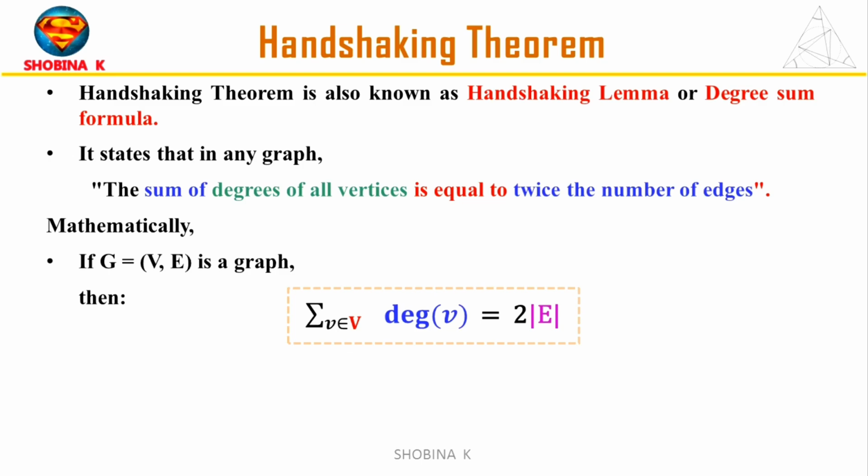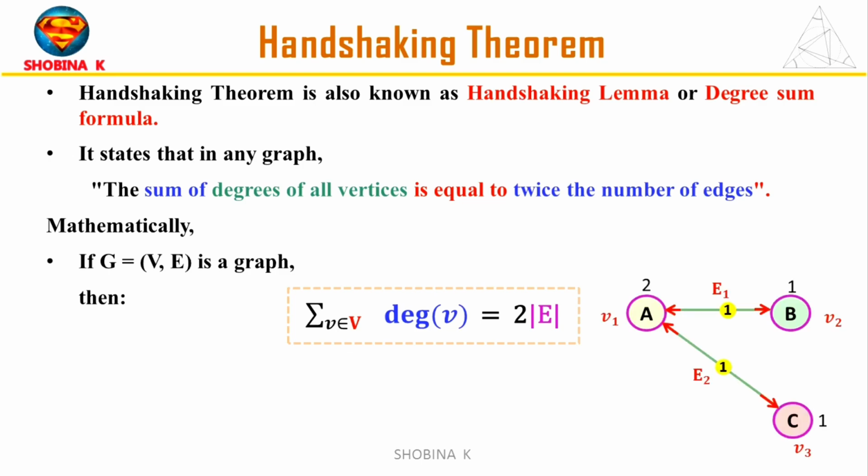Consider a graph with 3 vertices A, B, C and 2 edges connecting them. Look at the graph. Vertex A has degree 2. This means it is connected to 2 edges. So vertex A has an even degree. Vertices B and C have degree 1. This means each is connected to 1 edge. Therefore, vertices B and C have odd degrees.